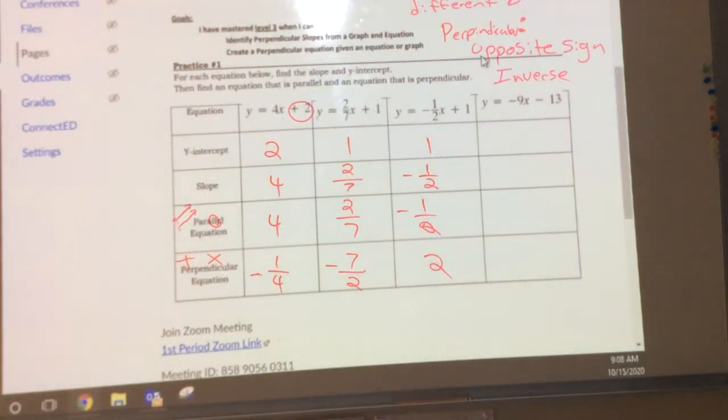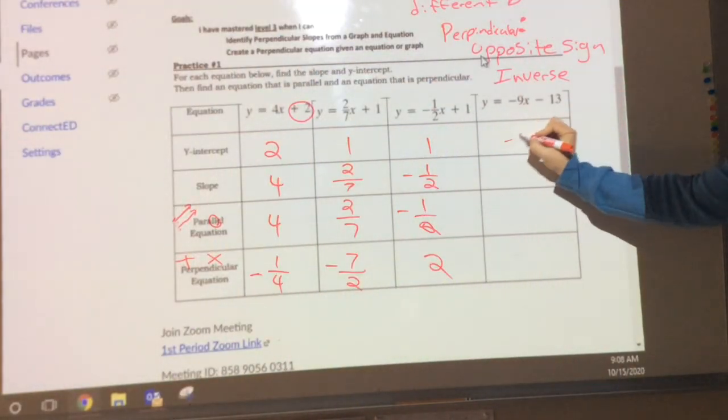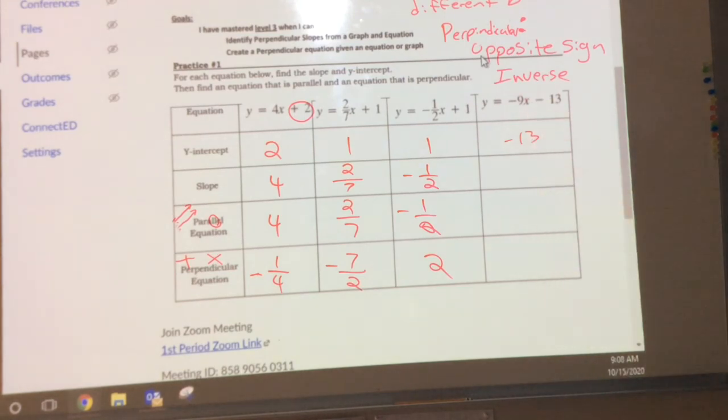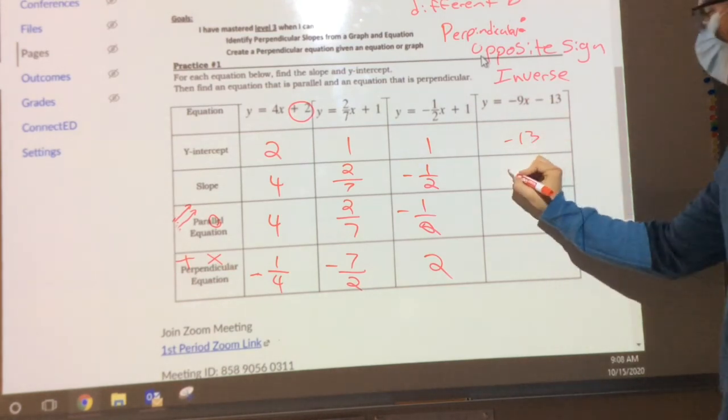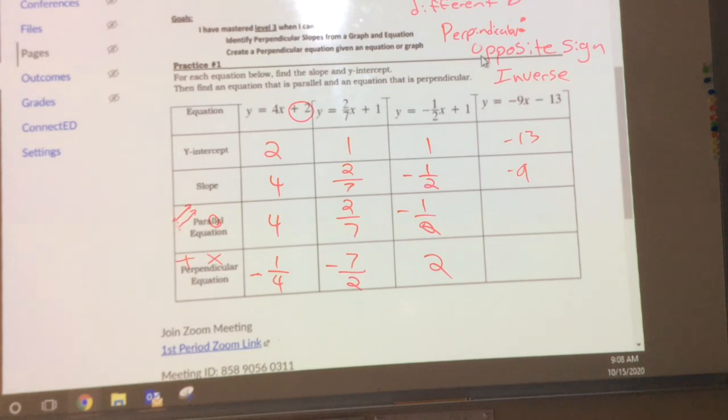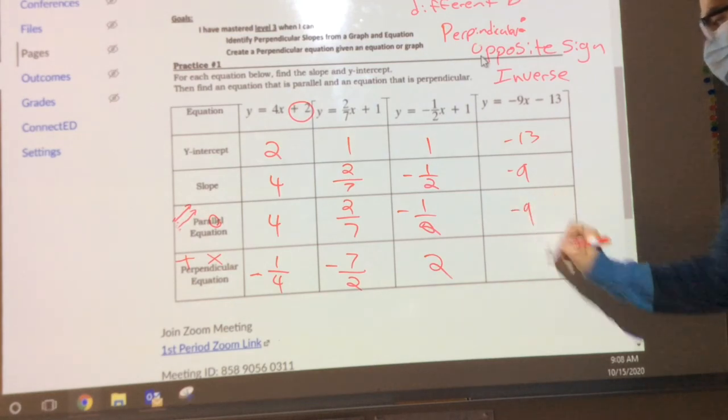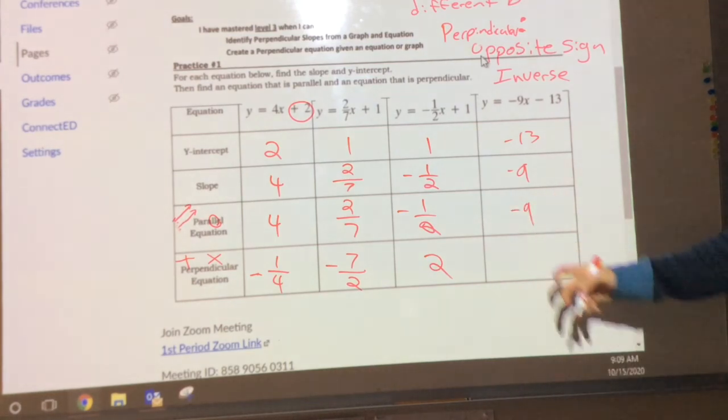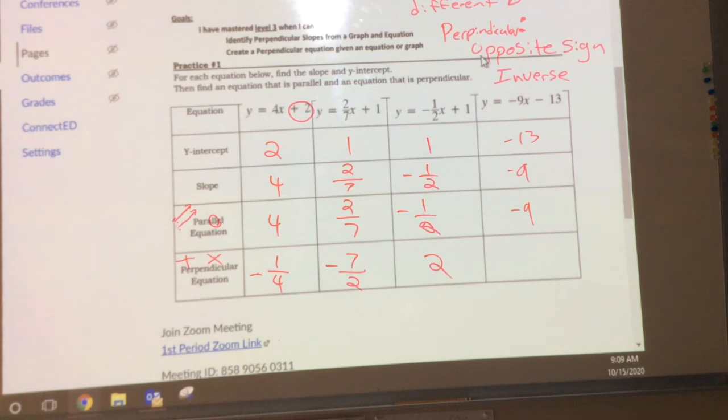Okay? Zoe, what is my y-intercept on this one? Negative 13. Cleo, what's my slope on this one? Negative 9. Zandon, what's a parallel slope to negative 9? This one's pretty tough. I think it's negative 9. Well done. And Tommy, what's a perpendicular slope to negative 9? Positive 1 over 9. Yeah, well done, y'all. Very good. Let me stop this video real quick.